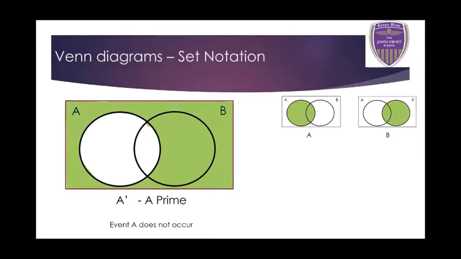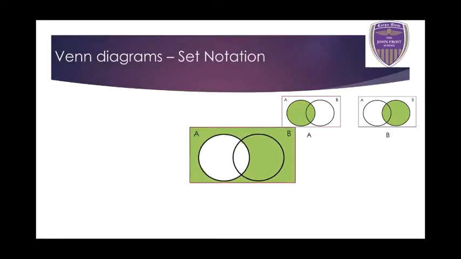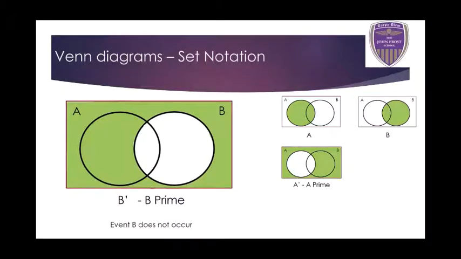A dash. So A dash, we called it not A, or not happening. So A dash describes event A not occurring, okay? And you can see it drawn in the Venn diagram. Everything except for event A has been colored in. Much the same with B prime. Again, this describes everything except event B, or it's saying event B does not happen, okay?